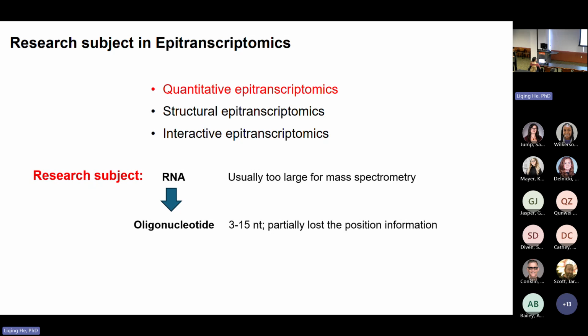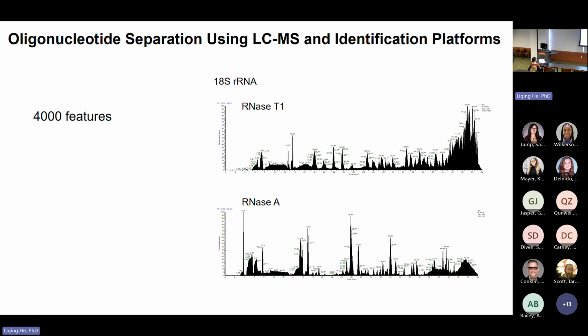But if we don't know the modifications on this RNA sequence, we first need to detect the modification types. So we have to digest the RNA into nucleosides. And with nucleosides, as we previously showed, we lose all the position information. So to map the modification back to the RNA sequence, we need to do oligonucleotide-level identification and quantification. So we developed two platforms for RNA digestion, using RNase T1 and A. And you can see these peaks were separated very well in these platforms. About 4,000 features were identified in these two platforms.